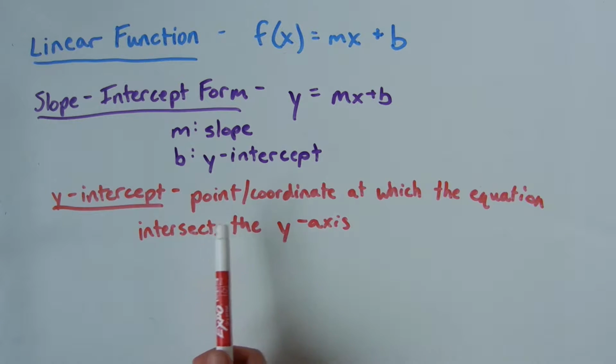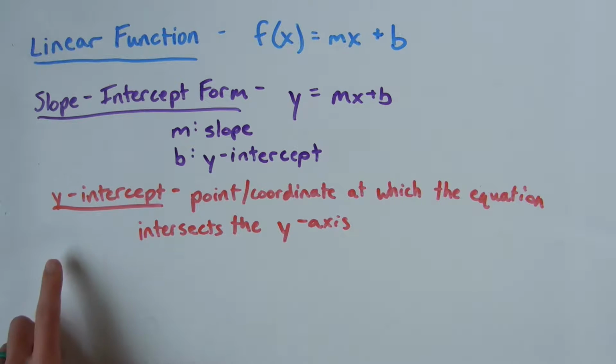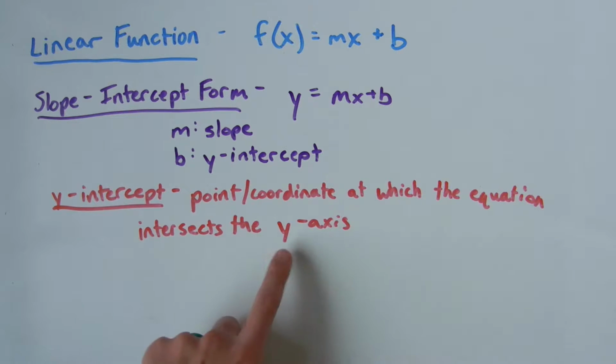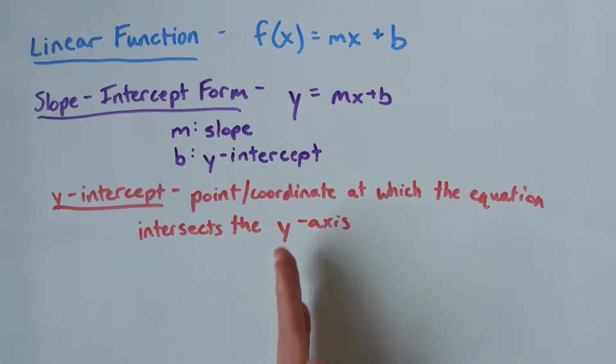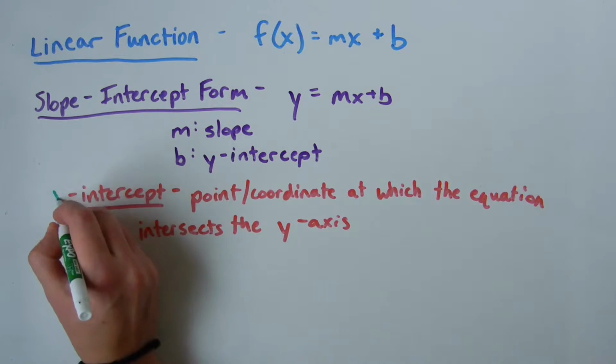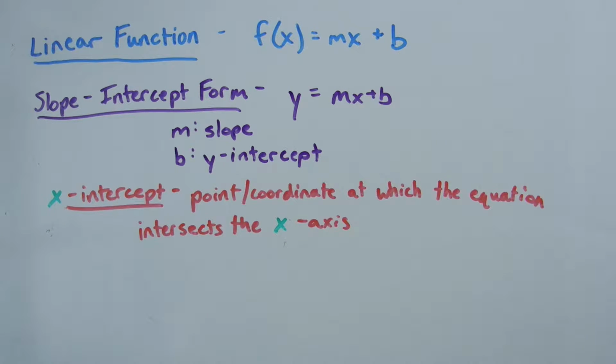So the y-intercept is the point or coordinate at which the equation intersects the y-axis. That is the y-intercept. So remember that the y-intercept crosses the y-axis, and that's your vertical axis. And the x-intercept is the point or coordinate at which the equation intersects the x-axis. So that would be your horizontal axis.